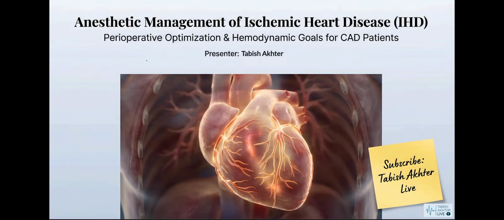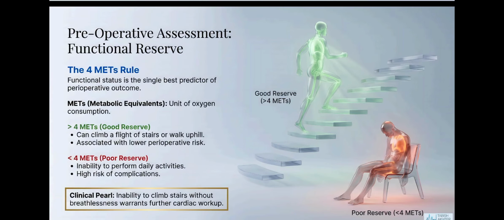So now let's talk about how we are going to assess. The first step in this process is assessing the patient, right? In what terms are we going to assess? How the functional reserve is, like what is the capacity of the heart, how tolerant it is. So we will use a rule called the 4 METs, right? It is the single best predictor of the peri-operative outcome, right?